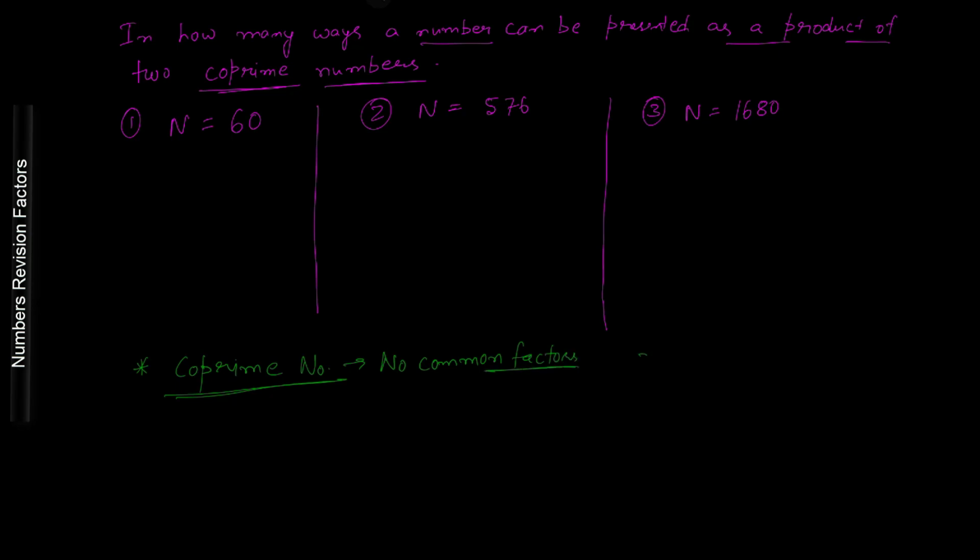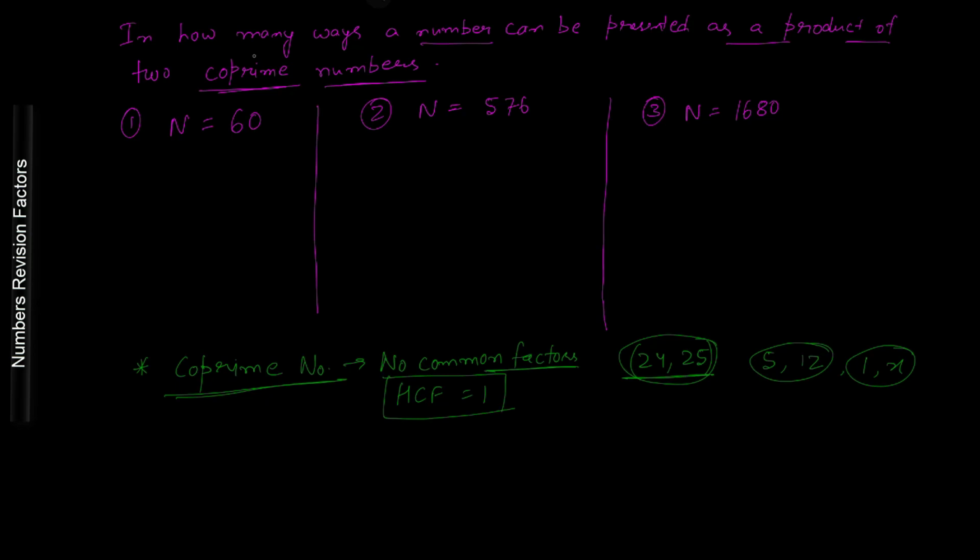Say for example 24 and 25. You see, none of them is a prime number, but there is no common factor between 24 and 25. So this is a co-prime pair, right? 5 and any other number which is not a multiple of 5, they are co-prime numbers. 1 and anything else is a pair of co-prime numbers. Okay, so I hope you can see that. You can also say that if the HCF of two numbers is equal to 1, they are called co-prime numbers, as simple as that. Now in this case, how do we go about it?